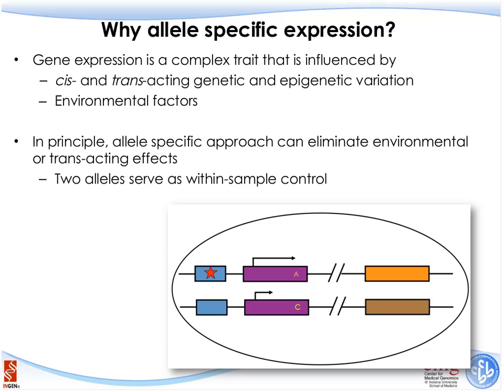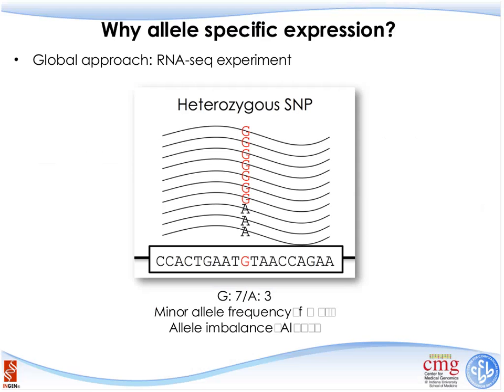However, when we look at allele-specific expression, these two alleles live in the same cell, which means they have been exposed to the same environmental effects, and to a larger extent, they are also exposed to the same trans-acting factors. This means that all the expression differences between these two alleles have to come from cis-acting regulation, which is the genetic variance in the regulatory region or epigenetic effects associated with allele-specific effects. Therefore, allele-specific expression is a very powerful tool to study gene regulation.